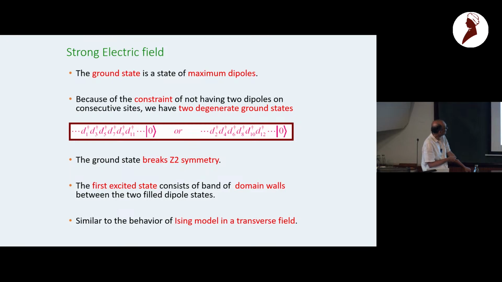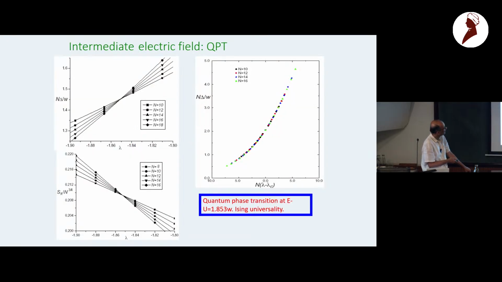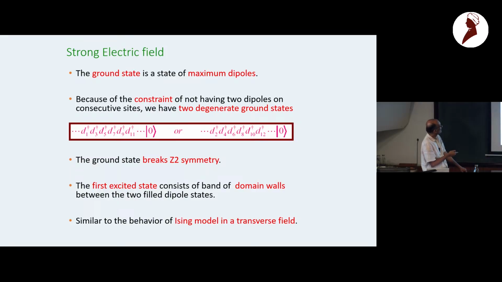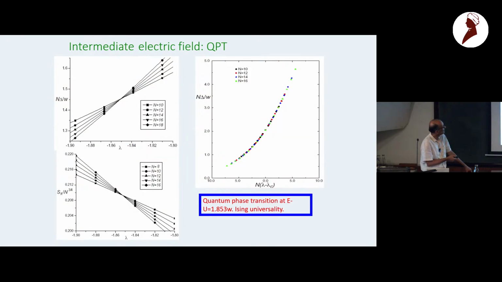And the behavior is very similar to that of an Ising model in a transverse field. And when we looked into this numerically, we find an intermediate regime. In the strong electric field, we find a ground state which is Z2 broken, which is a discrete symmetry breaking. In the weak electric field, there is no symmetry breaking. The ground state is unique, it's just 0 dipoles everywhere. And therefore, these two ground states must be separated by a quantum phase transition, because there is an additional symmetry which is broken. And this is what we exactly found by doing exact diagonalization on these systems.